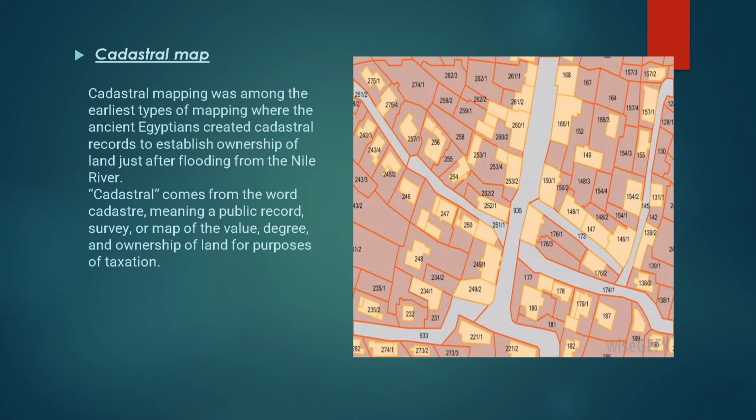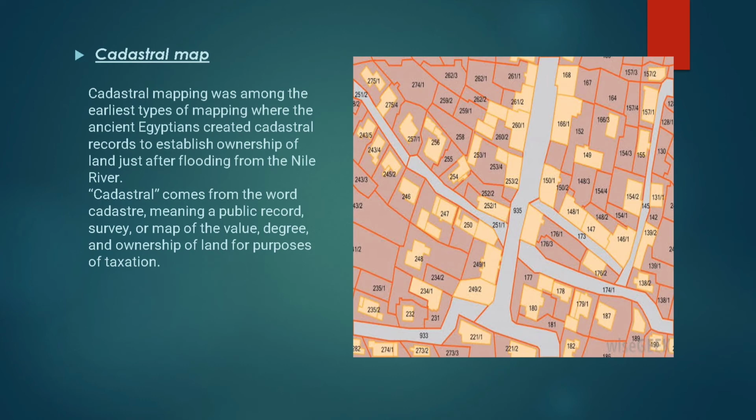And then comes the cadastral maps. Cadastral maps show the ownership of land, particular plots, particular piece of land. These were first used by the people of Egypt, and they tried to establish the ownership of land just after the flood in Nile River.